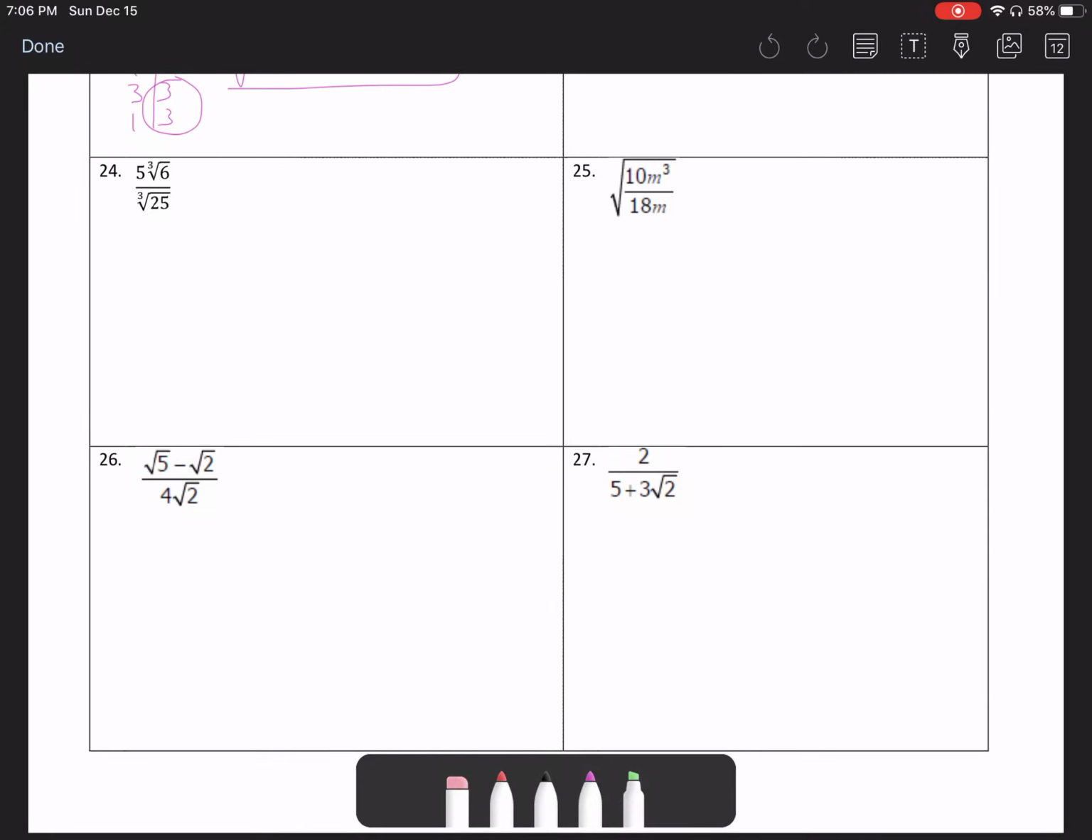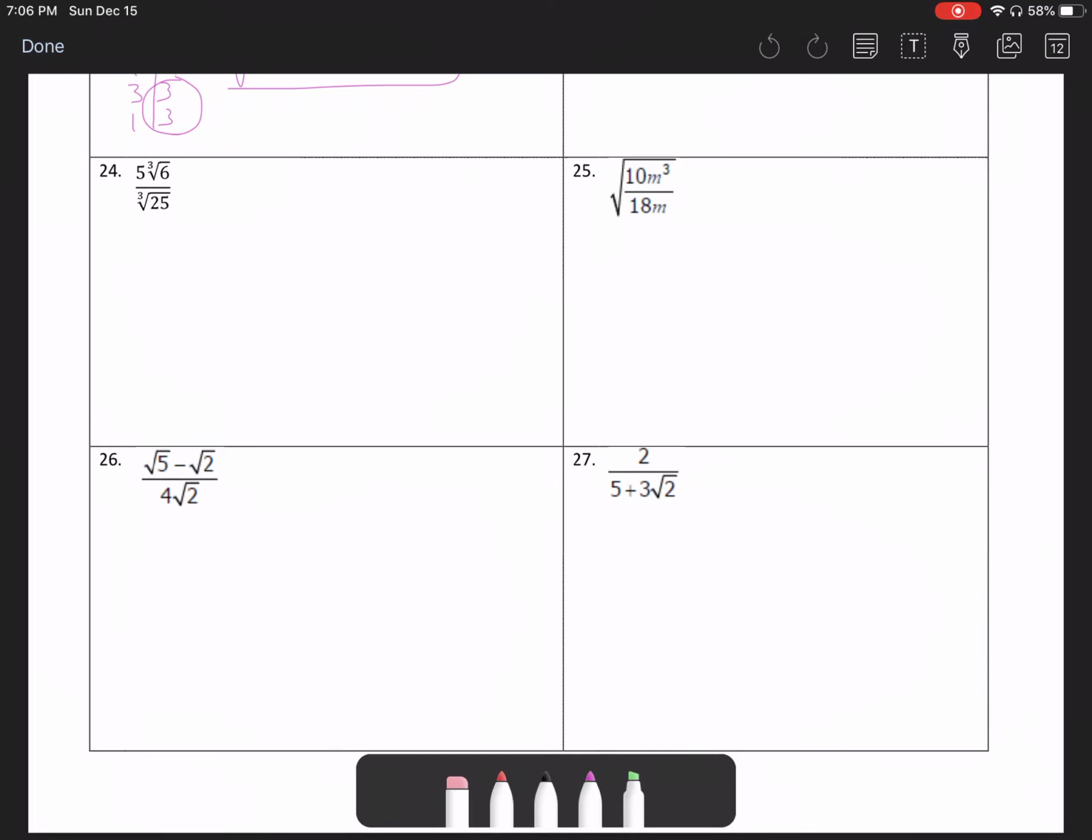Okay, so we are moving on to dividing radicals. These are a little bit trickier. They combine a lot of different skills. One of the first things that we look at when we're dividing, so dividing is whenever you have a radical in the denominator, is can it be simplified?